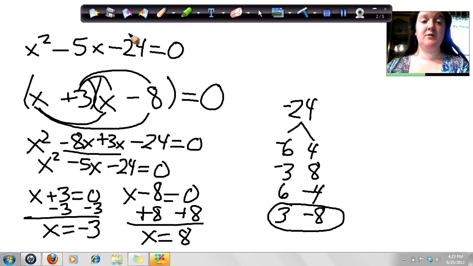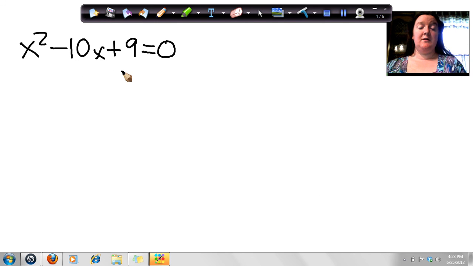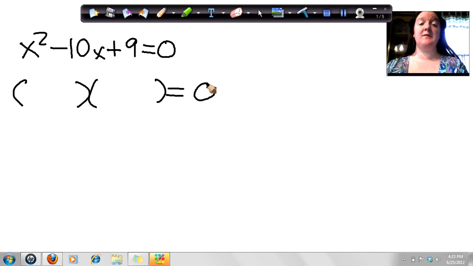Let's look at one more example. Here we have a positive 9 and a negative 10x. So we have to think about what multiplies together to give us a positive 9 but adds together to give us a negative 10. We know that if I take a negative times a negative, it'll give me a positive. So in this example, I want to have two negative numbers that I'm multiplying together. Well, I could take a negative 1 times a negative 9. Those numbers multiply together to give us a positive 9.